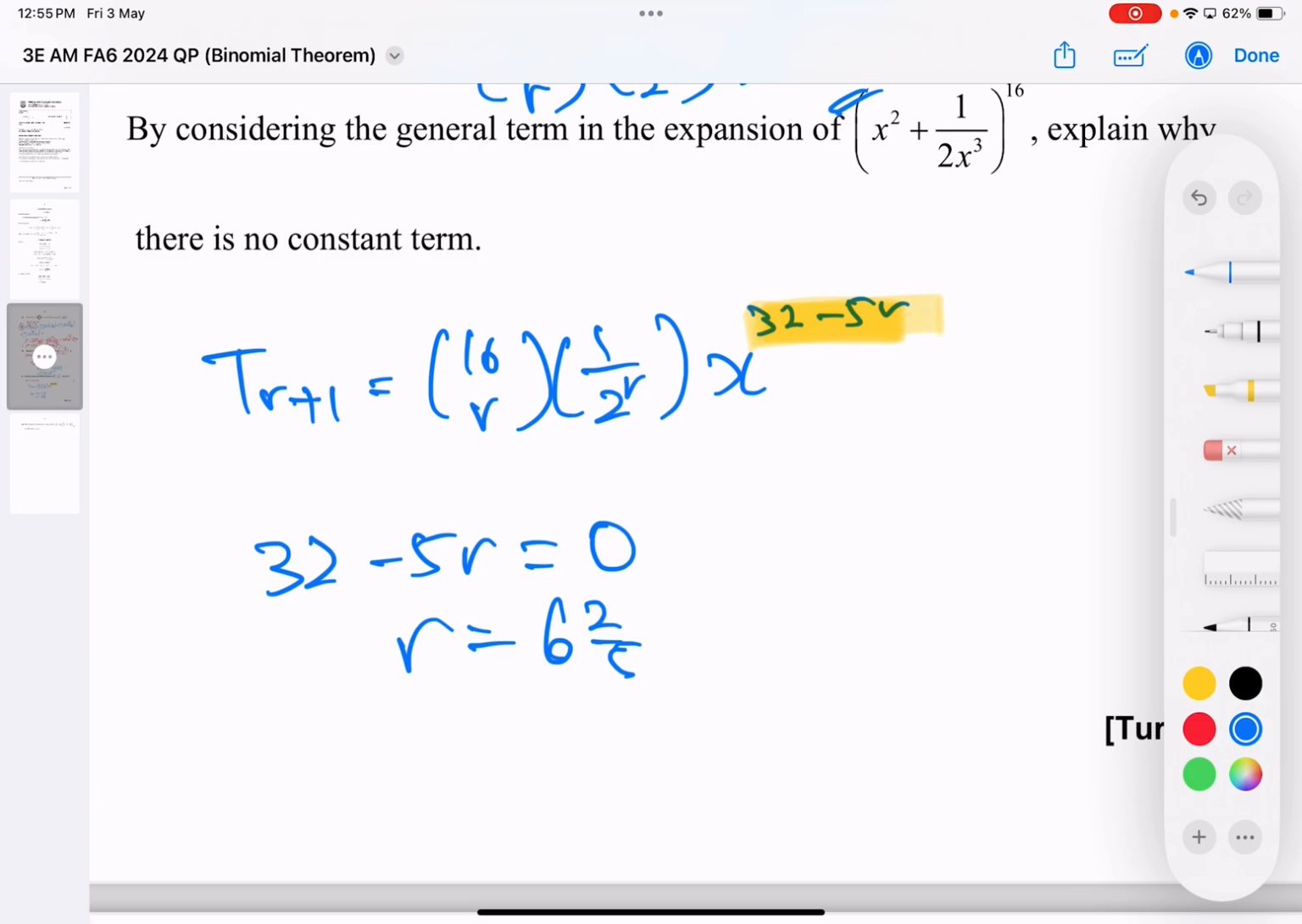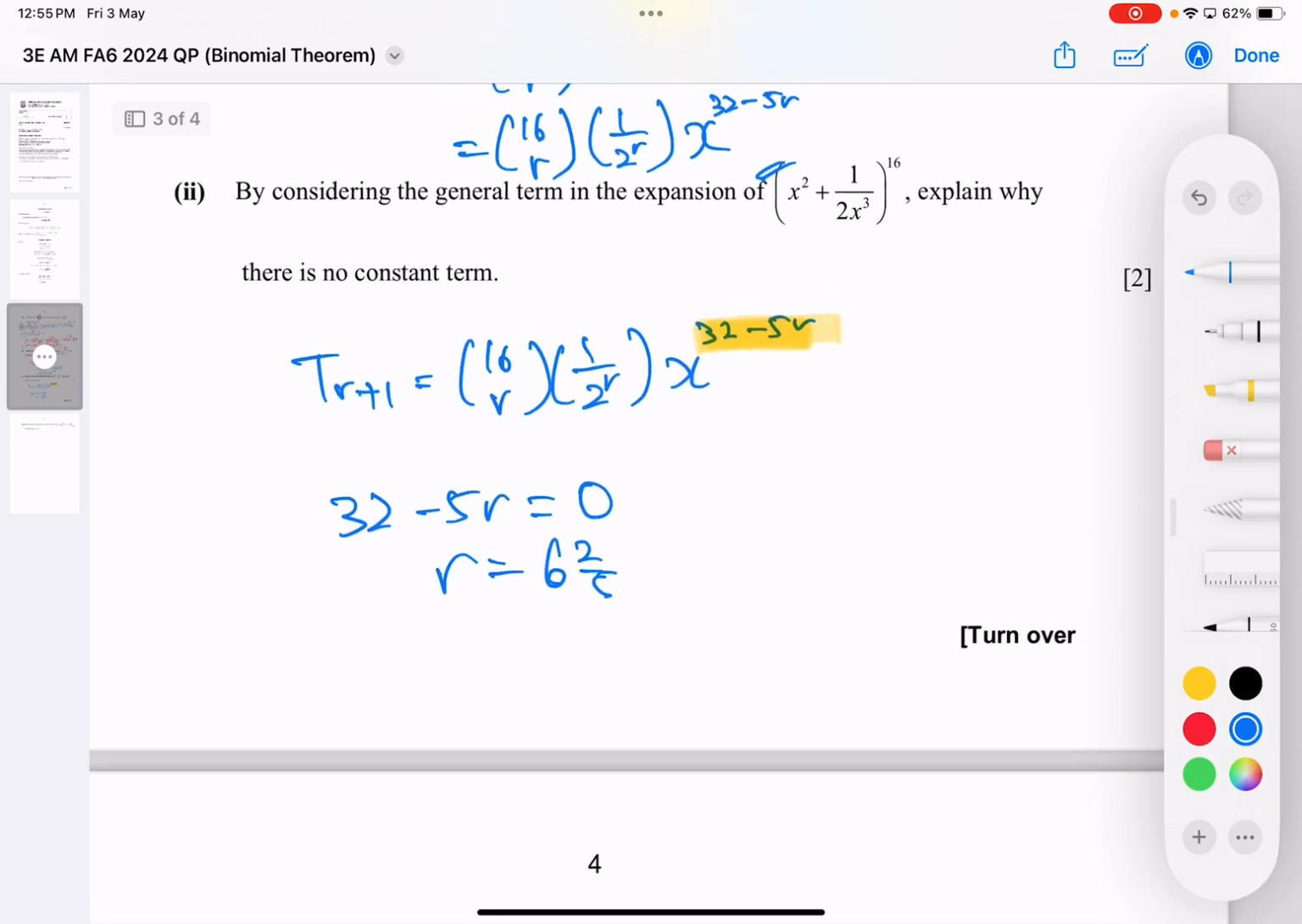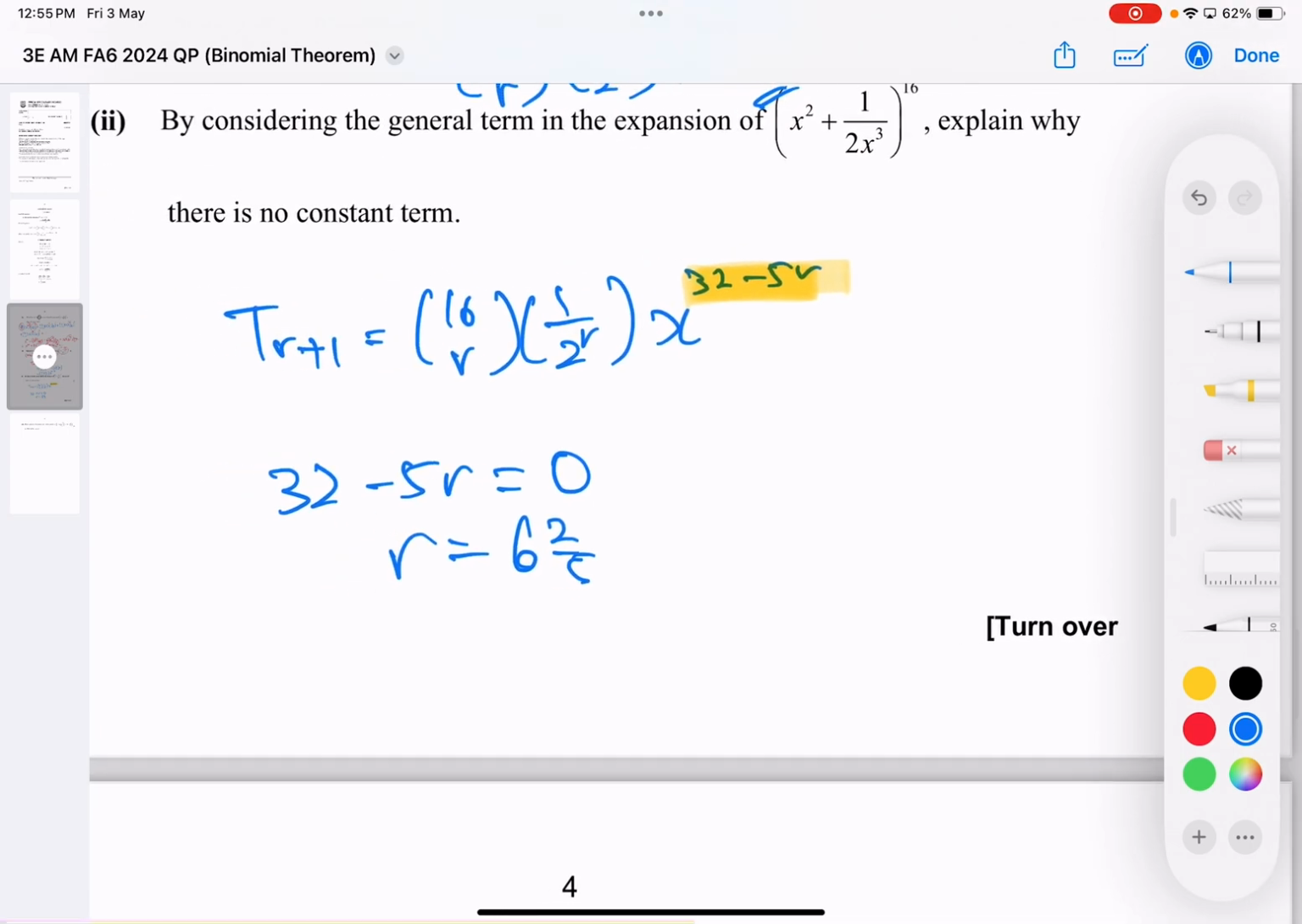Okay? Just like we learned this before, remember in your Sec 1 days, we learned the number patterns? The number of terms must be a whole number, must be an integer. So same thing over here. Because r must be an integer, r must be an integer, therefore, there is no constant term.